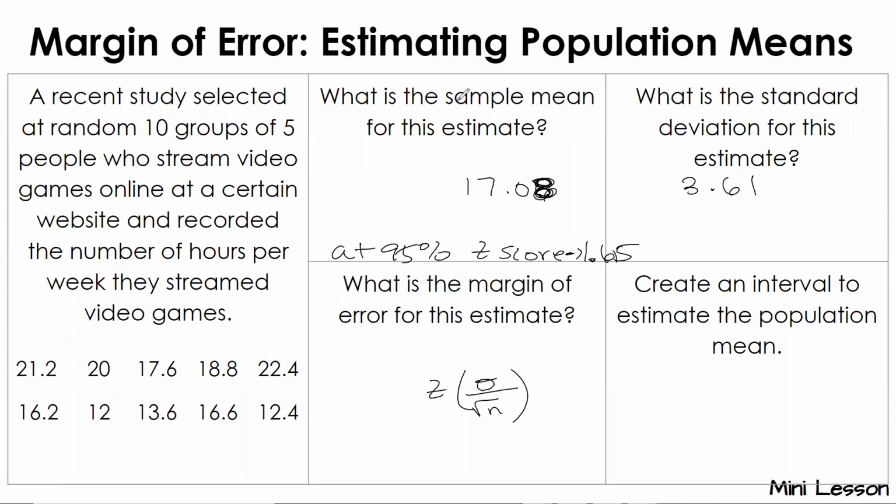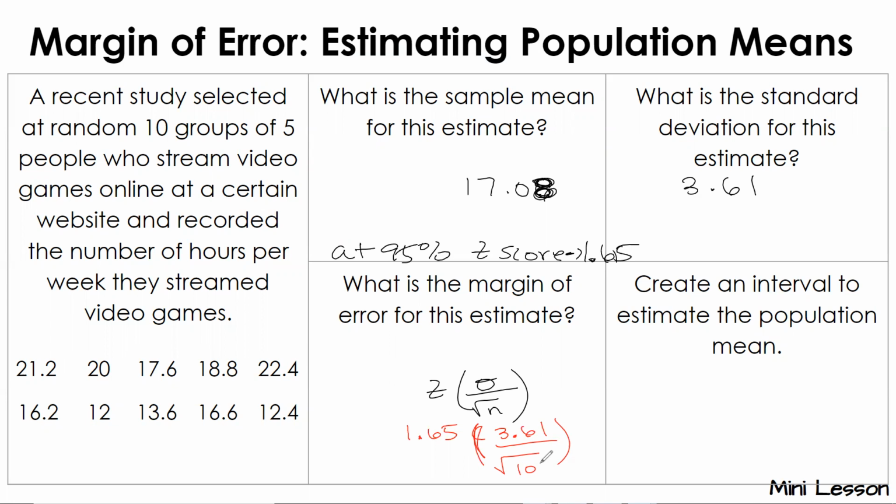So we're going to plug in 1.65 for Z. And our standard deviation was 3.61. And now we need our sample size. Okay, so how many things do we have? We had 10, right? So we're going to divide it by the square root of 10.